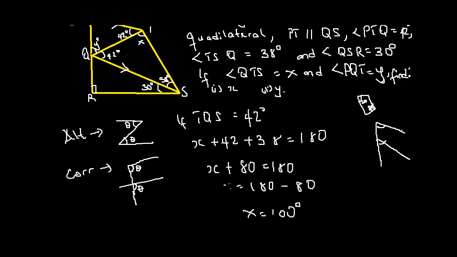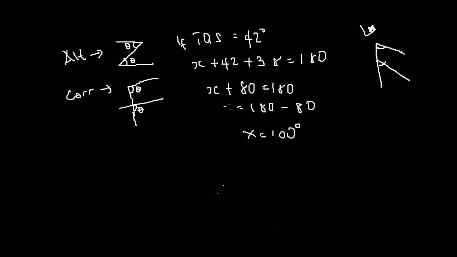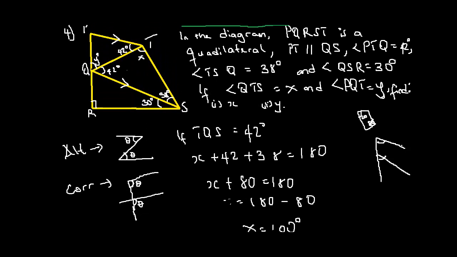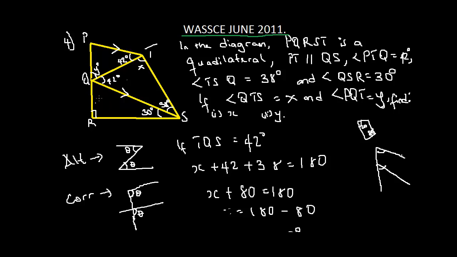So SQR should be equals to, so to get SQR initially, 180 should be equals to 90 plus RQS plus 30 degrees. So 180 is equals to 120 plus RQS, leaving my RQS to be equals to 60 degrees. Now after getting the value for my RQS, which is this, that means this is 60 degrees.